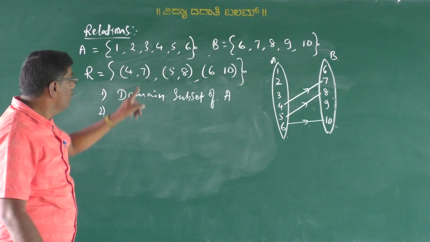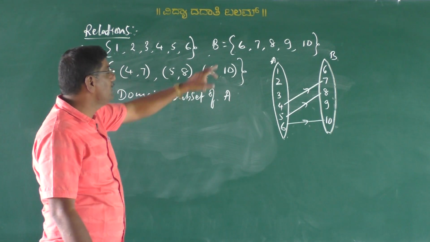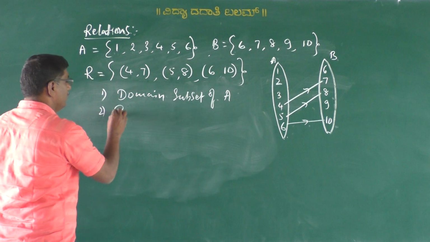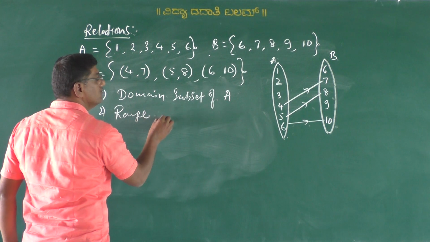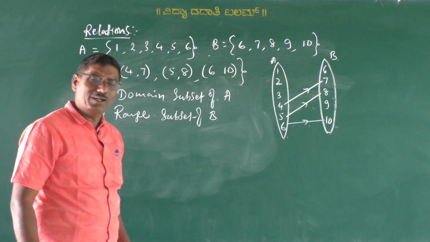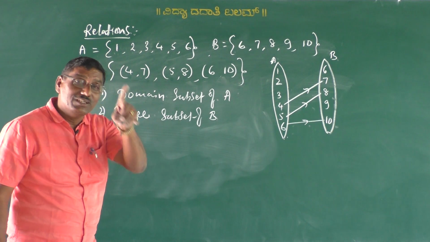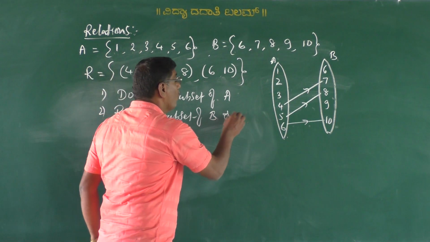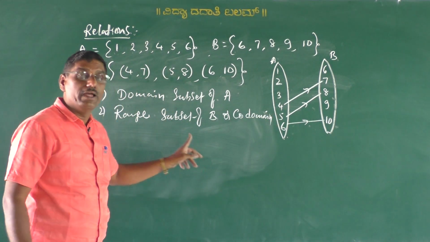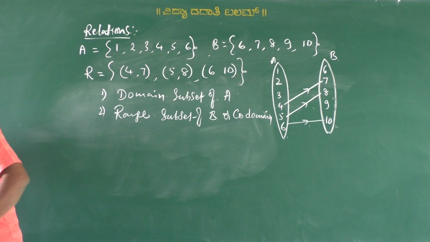Second point. What about range? Range is also a subset of what? Set B. But what do we call set B? That is codomain. That means range is always a subset of B or codomain. Isn't it? That is, the range is always a subset of codomain, my dear students.